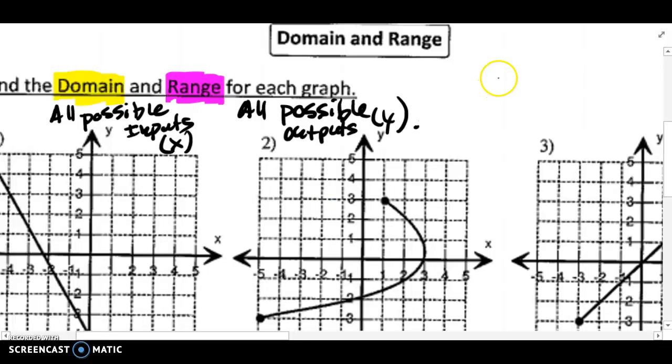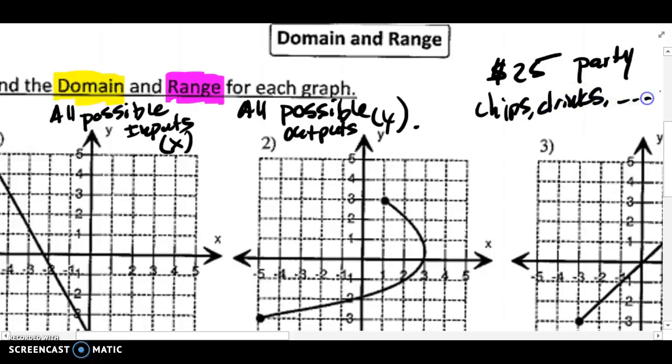So for instance, over the weekend I had $25 and I was going to throw a party. And with my $25 I could buy chips, drinks, hamburgers, hot dogs, all that kind of stuff. So that is domain and range. I have $25, that's my input. I'm putting $25 into the party. What I get out are the chips, the pop, the hot dogs. That is domain and range.